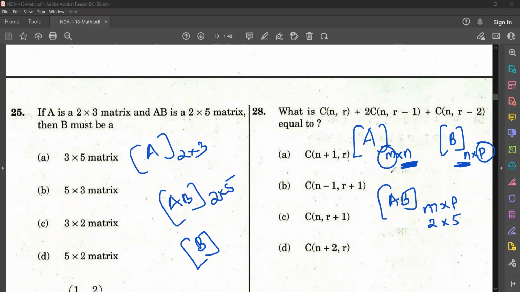So the order of A is 2 by 3. So B should start with 3, then only its rows will be 3. M by P here is 2 by 5, so this should be 3 by 5. Then the number of columns of the first matrix equals the number of rows of the second matrix, and the remaining order 2 by 5 will come as the answer. So the B matrix is of order 3 by 5.